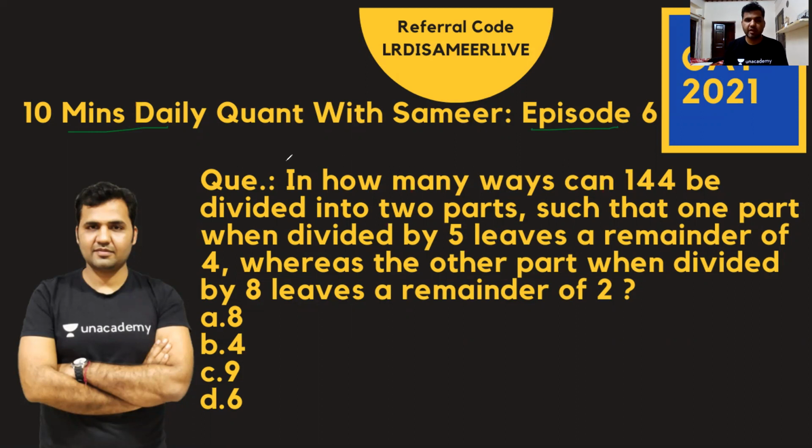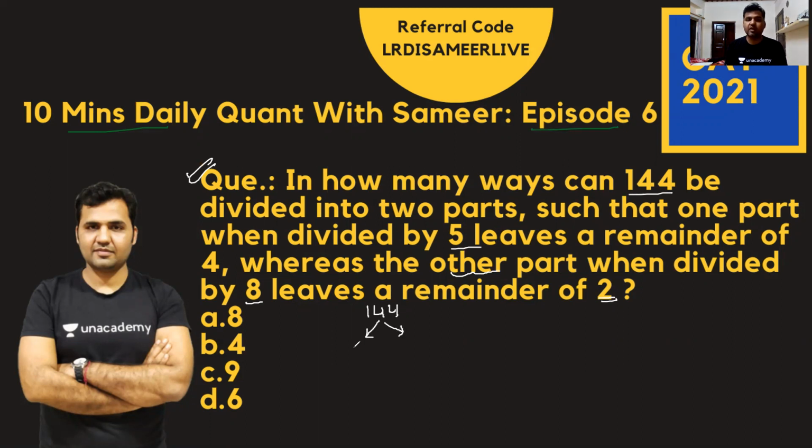In this session today, I'm going to cover this very beautiful question on the concept of linear equation. It says, in how many ways can 144 be divided into two parts such that one part when divided by 5 leaves a remainder of 4, whereas the other part when divided by 8 leaves a remainder of 2. So I need to divide 144 into two such parts, right?